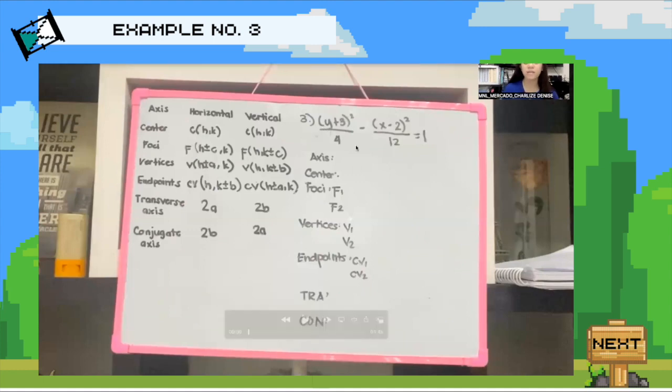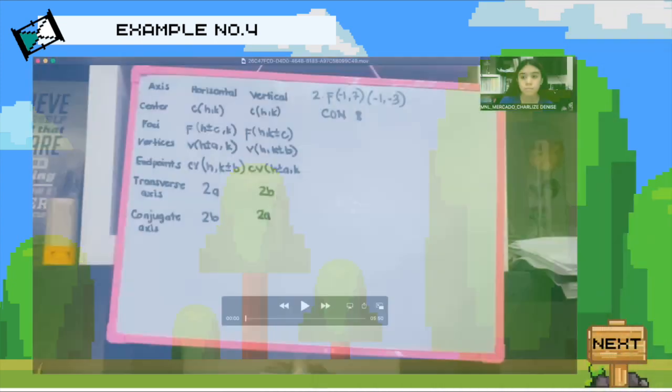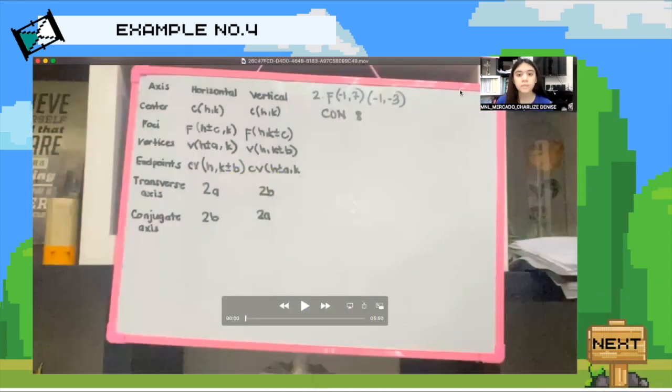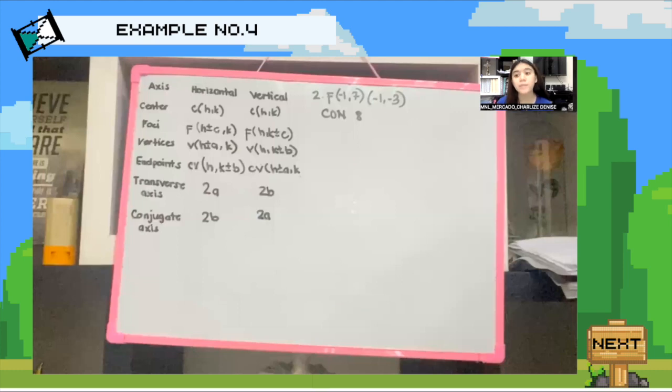And that's how we can solve for the properties of hyperbola. So in this example, we will now solve for the general form of hyperbola given the properties of it. In this example, we have given foci (-1, 7) and (-1, -3), and conjugate axis 8.